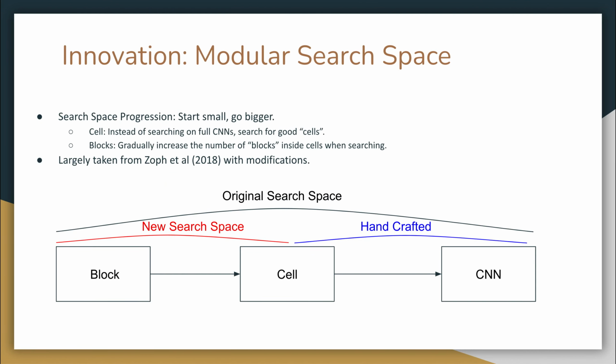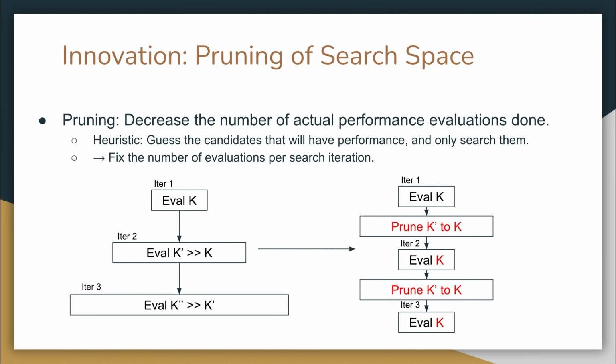To solve the first challenge, PNAS decreases the search space from that of full CNNs to that of cells and builds a handcrafted network from cells. The actual search will be done by considering all combinations of a cell's building blocks, increasing the number of blocks inside a cell by evolutionary algorithms. To solve the second problem, PNAS applies pruning to the candidate children by using a heuristic function. This will fix the number of expensive evaluations done at each iteration, decreasing the total cost.